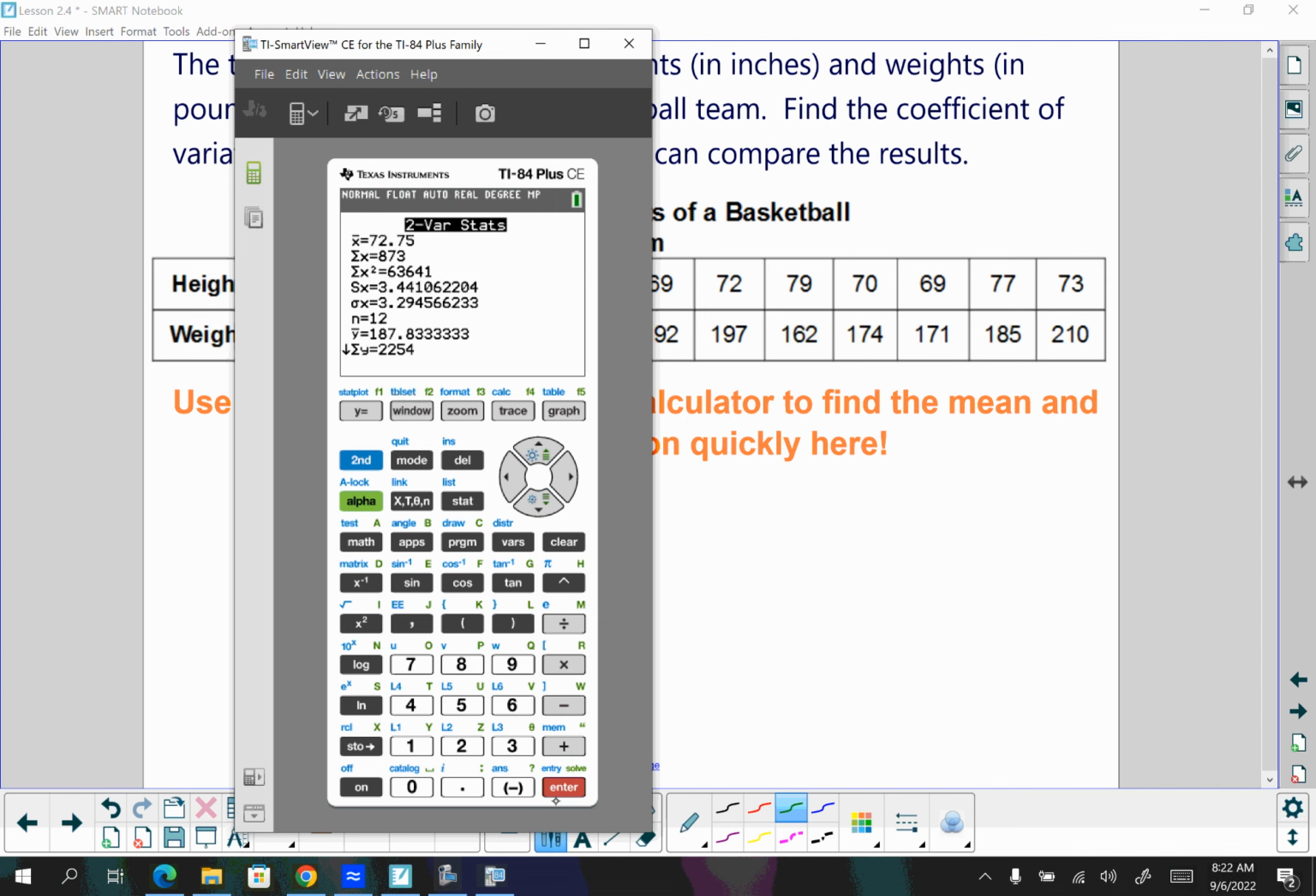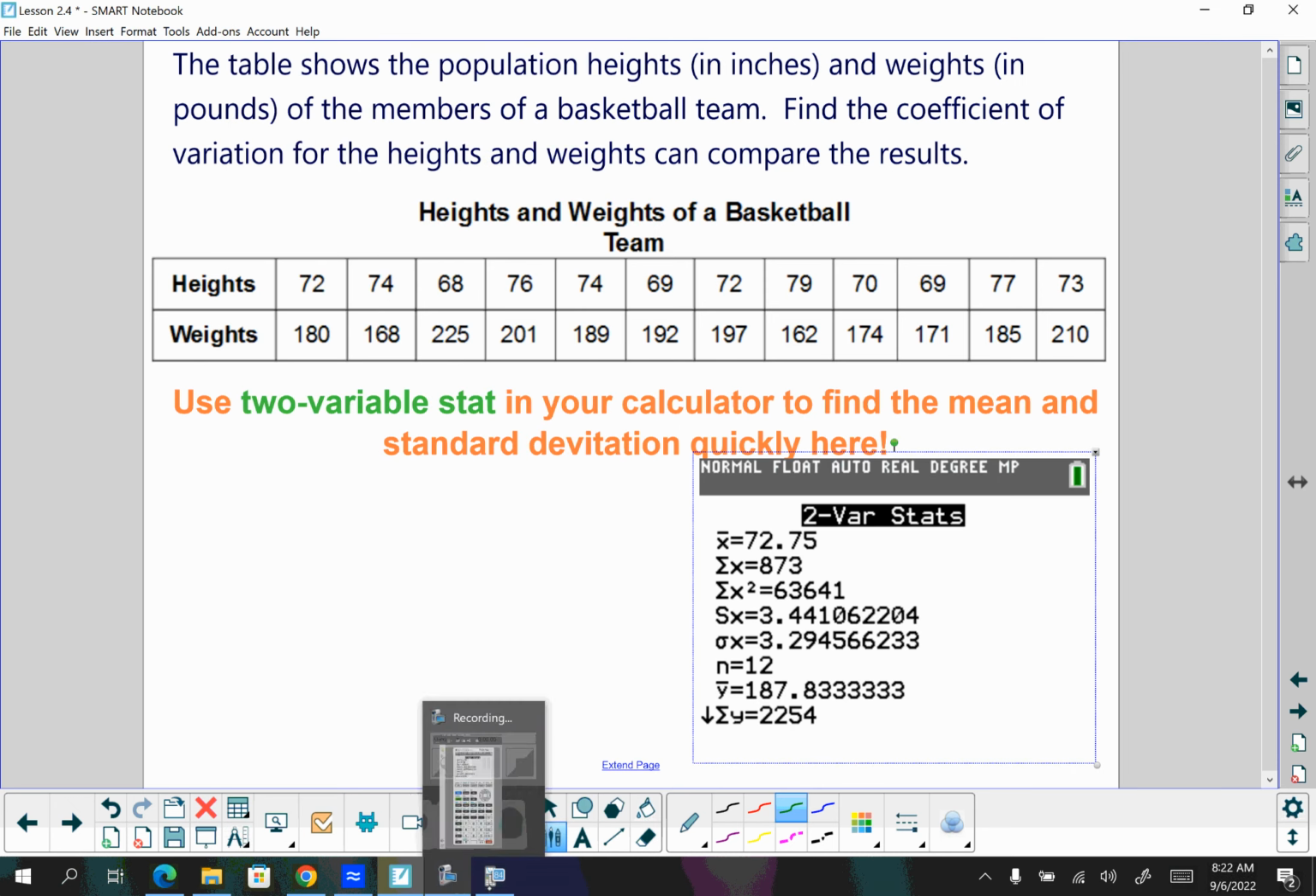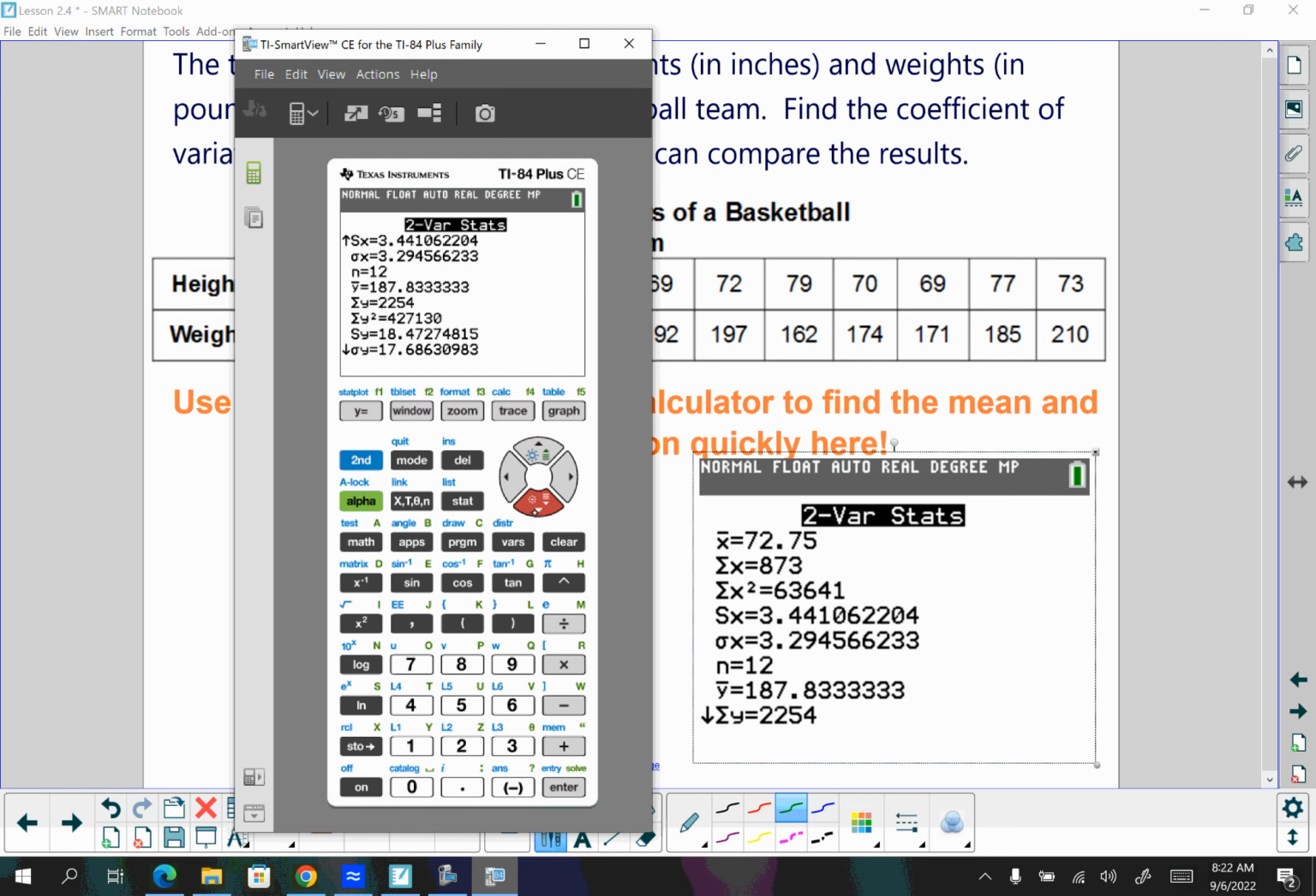And this is going to give you a ton of stuff. If you scroll down, it's going to give you all the stats for the X's and all the stats for the Y's. The alternative to this is you put it in L1 and you do it once for the X's, and then you take it out of L1, put the next set of data in L1, do it again. This just gives it to you all at once, which is kind of nice. And we don't need everything off of here, so let me drag what I need over to the side. I need all the stuff for my X's, and it looks like there's some stuff for my Y's. I need that too. Okay, perfect.